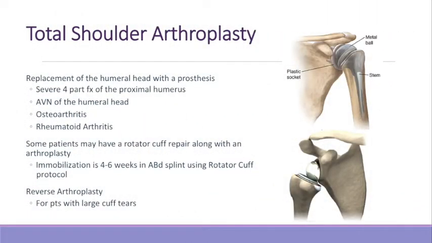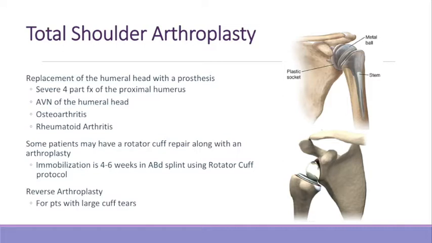Shoulder arthroplasty. Sometimes shoulders need replacing too. There are several reasons why this surgery may be indicated. For example, a 4-part fracture of the humeral head. So that's severe damage that they can't rebuild. So they'll just have to replace the humeral head.